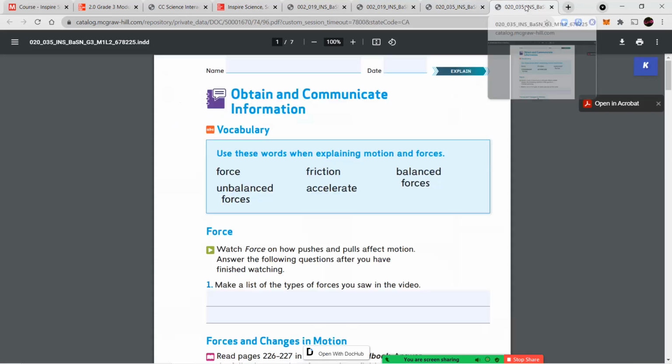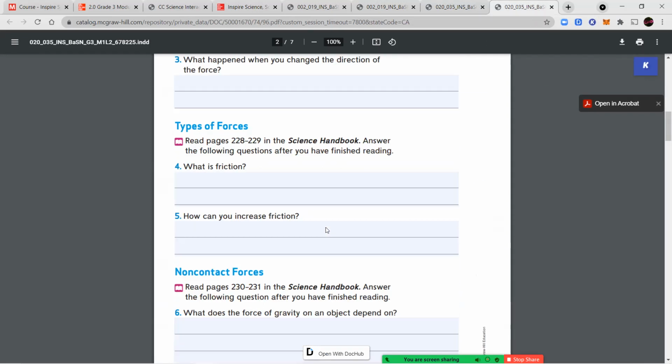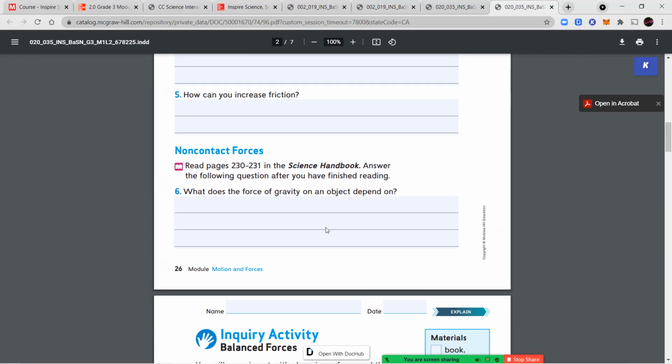All right, next we're going to go on to page 230 and 231 in our science handbook, and we're going to answer this question. What does the force of gravity on an object depend on?